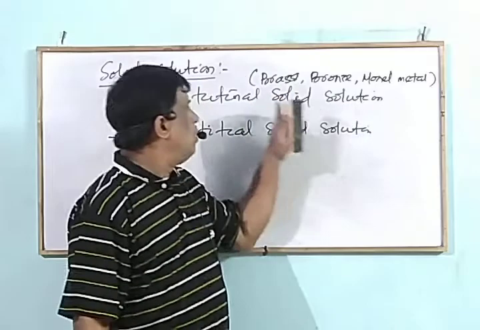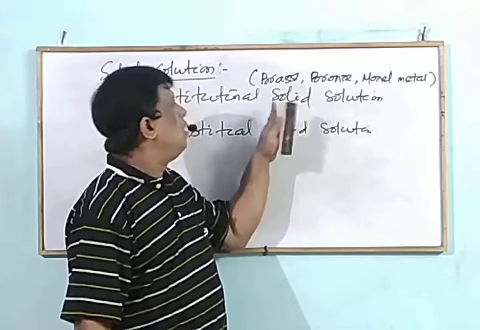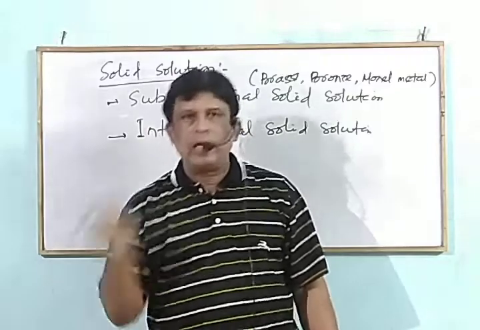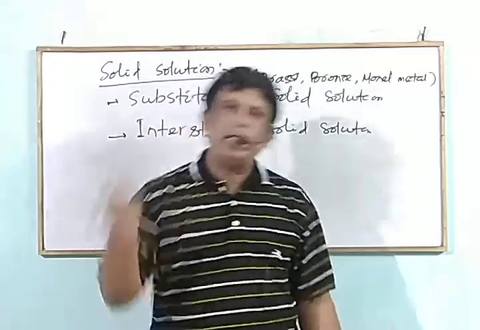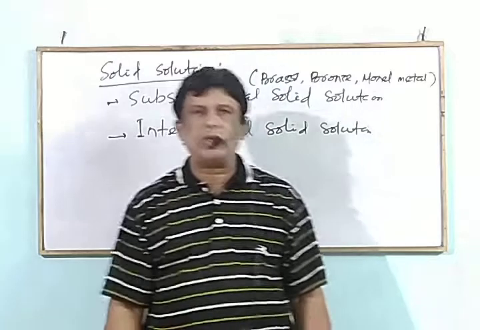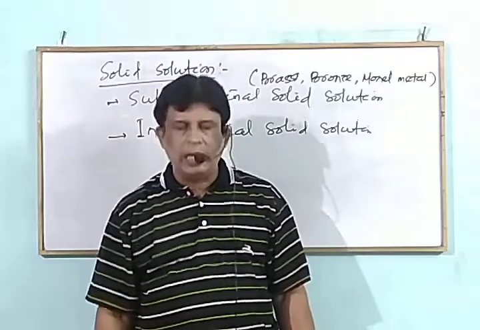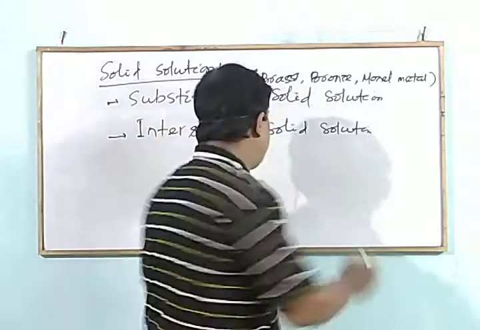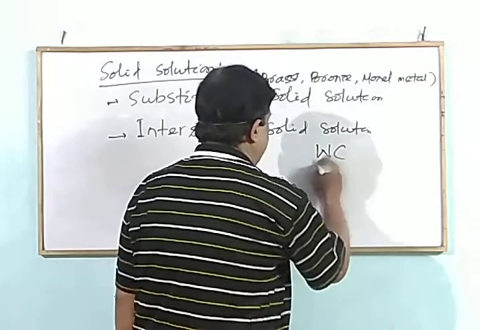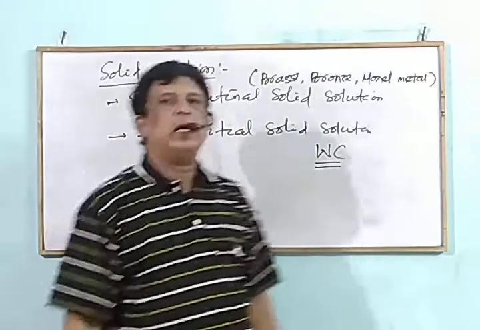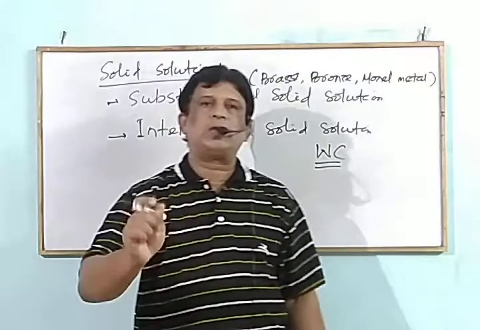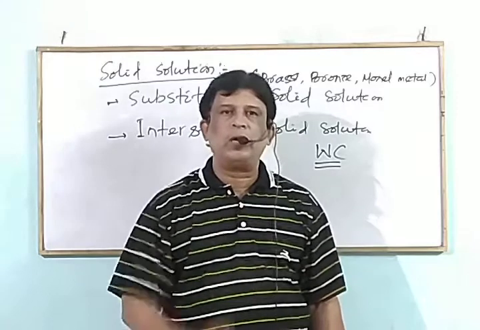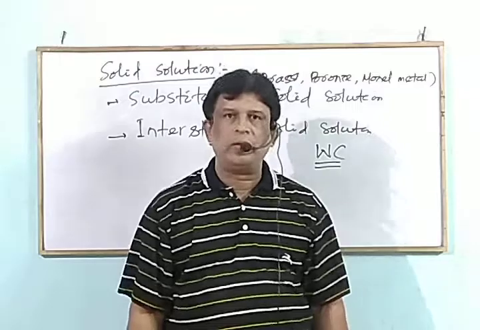In the previous case, the atom, ion or molecule that is substituted has similar size, but in the second case, the one that is smaller in size is placed in the interstitial position of the crystal lattice of another, and that type of solid solution is known as interstitial solid solution. Suitable example is tungsten carbide. Tungsten carbide is a suitable example of interstitial solid solution. Next we discuss the very important one that is known as Raoult's law.